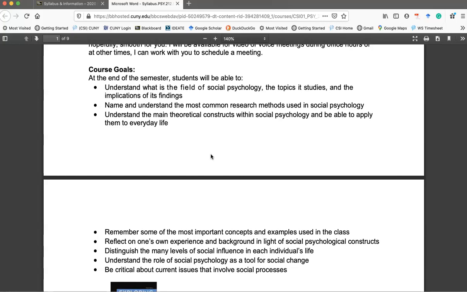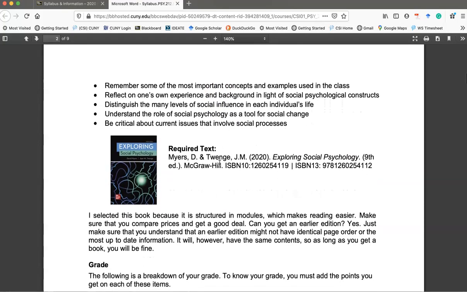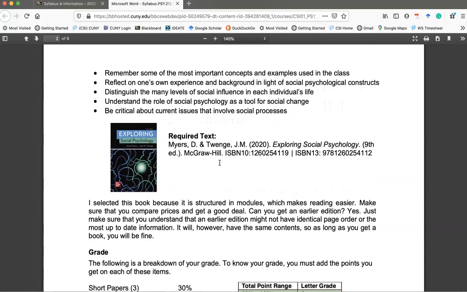So at the end of the semester, students should be able to understand what is the field of social psychology, the topics it studies, and the implications of its findings. Students should be able to name and understand the most common research methods used in social psychology. Understand the main theoretical constructs within social psychology and be able to apply them to everyday life. Remember some of the most important concepts and examples used in the class.